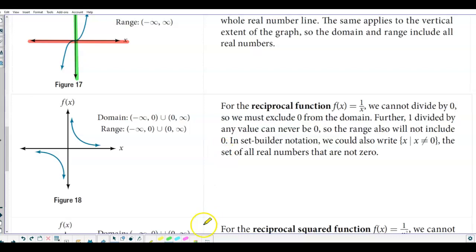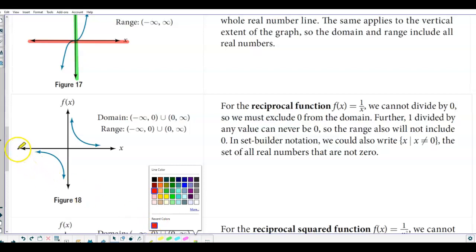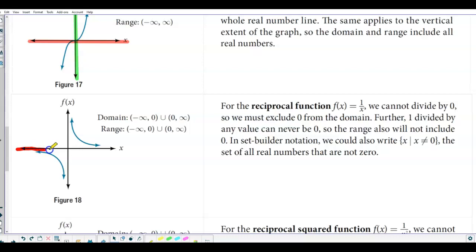Now let's take a look at the reciprocal function. When we look at the domain, we're going from negative infinity, and then it's going to stop here at 0. So that means we're going from negative infinity to 0, and that means we're not including 0 because it doesn't cross that. And then we're going to start up again at 0 and then go to the right. So that means we have negative infinity to 0, and then a union symbol, and then 0 to infinity. Likewise, we're starting from negative infinity to 0 for our range. And then we're going to start back up again at 0 and then go up to positive infinity. So again, our range is going to go from negative infinity to 0, union, and then 0 to infinity.